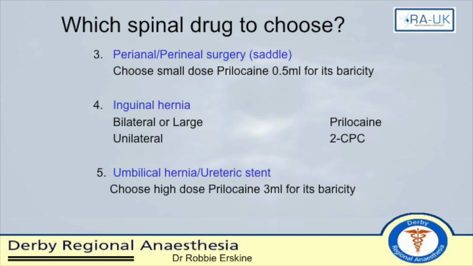Inguinal hernia, very common operation. If it's bilateral or large, choose Prilocaine. If it's unilateral, you can use 2 chloroprocaine. If you're doing umbilical hernias, it's a great operation to do under spinal, very effective. Ureteric stents, again, very effective under spinal. But you really need to choose quite a high dose of Prilocaine, so its porosity takes advantage of its ability to get higher.